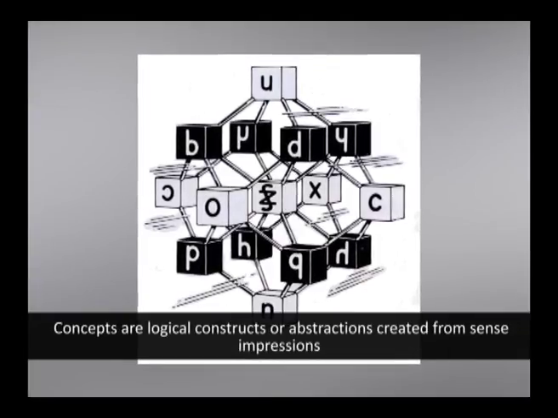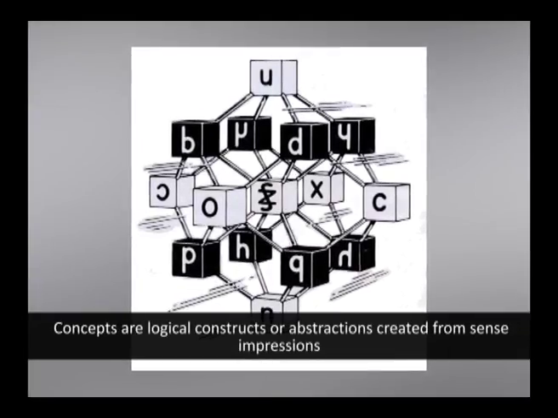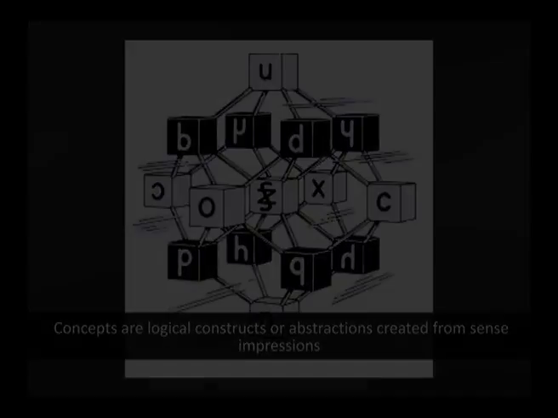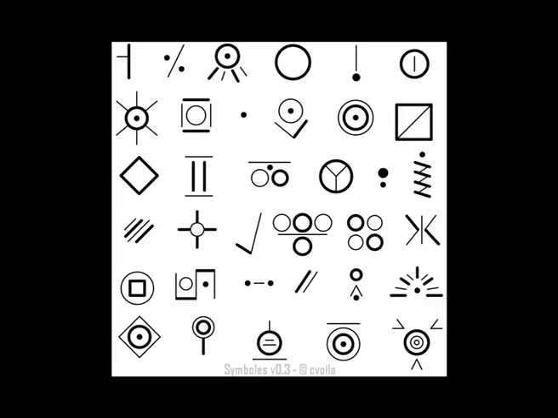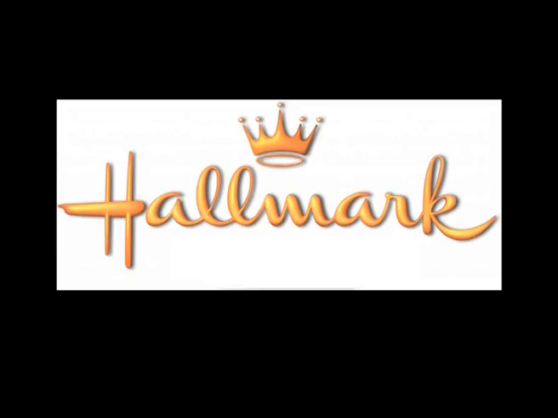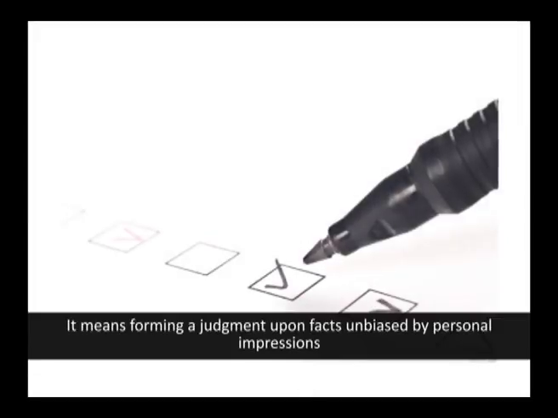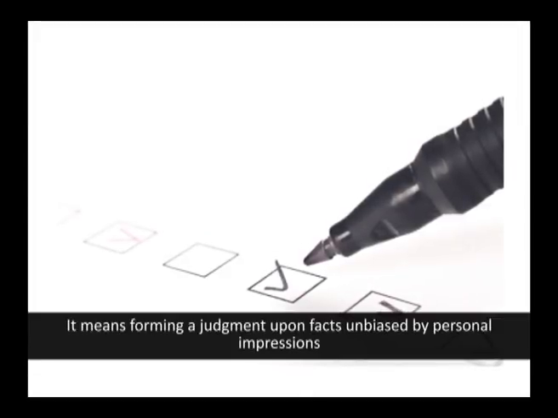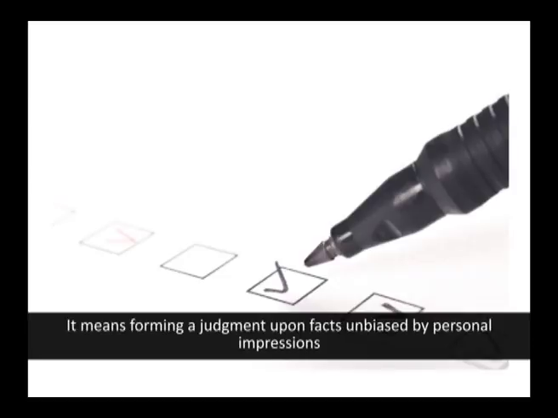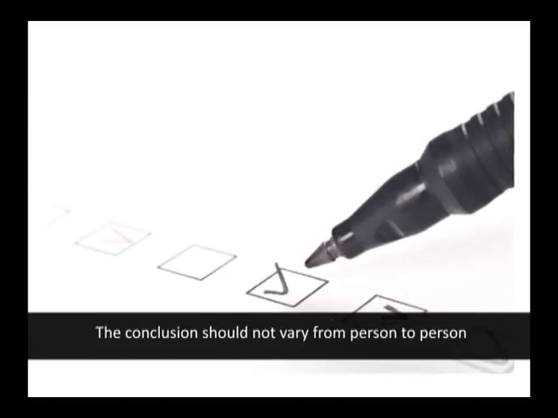Use of concepts. We use concepts to deal with real facts. Concepts are logical constructs or abstractions created from sense impressions. They are the symbols representing the meaning that we hold. Commitment to objectivity. Objectivity is the hallmark of the scientific method. It means forming a judgment upon facts unbiased by personal impressions. The conclusion should not vary from person to person.